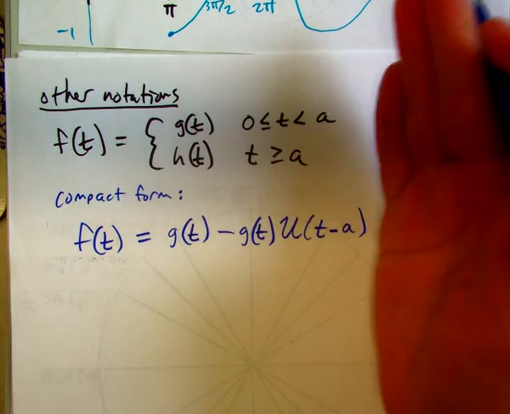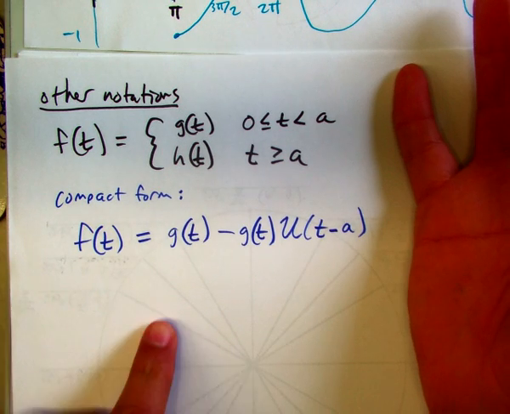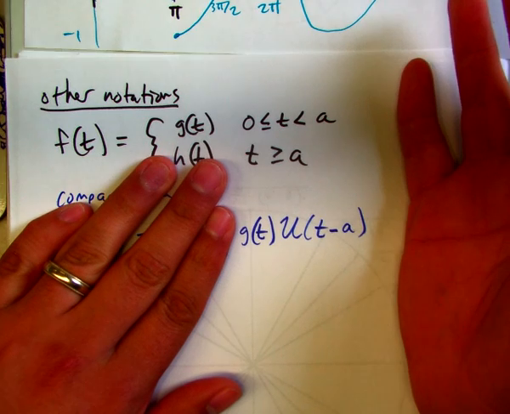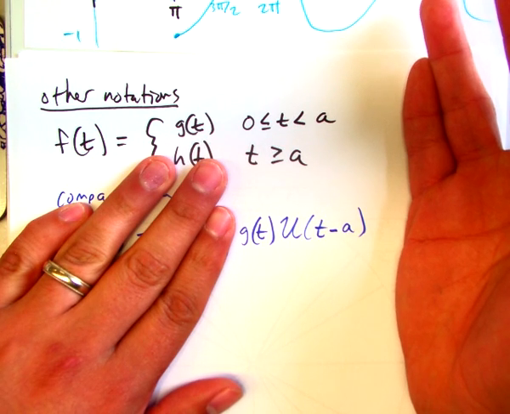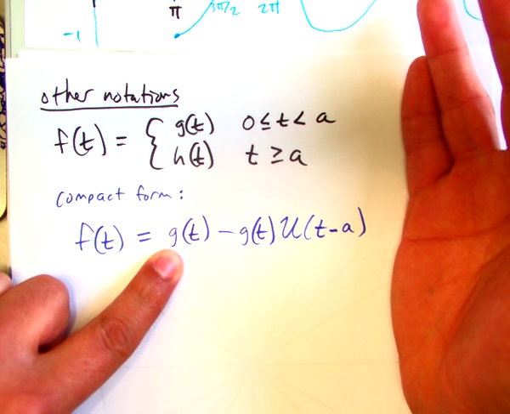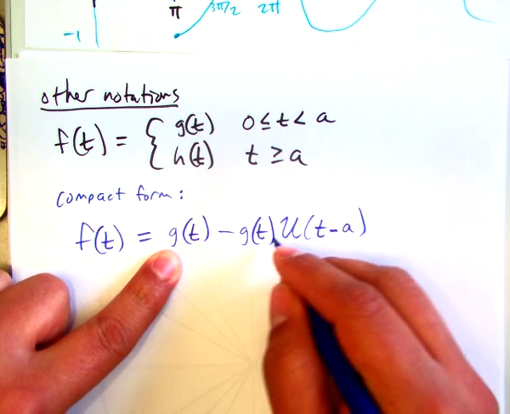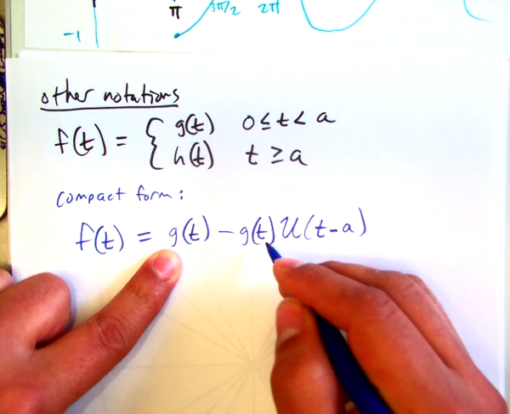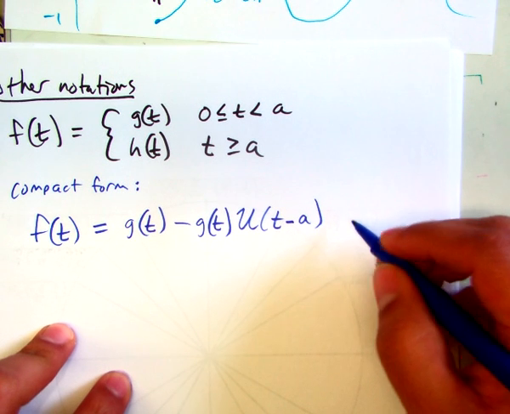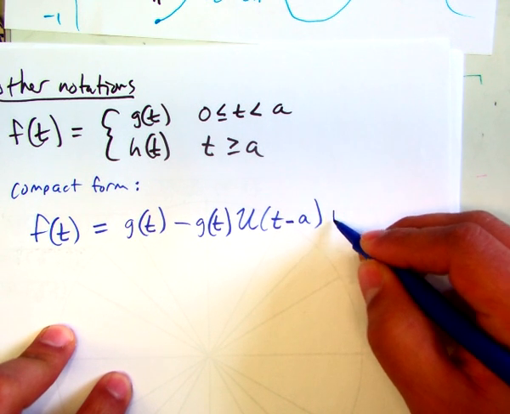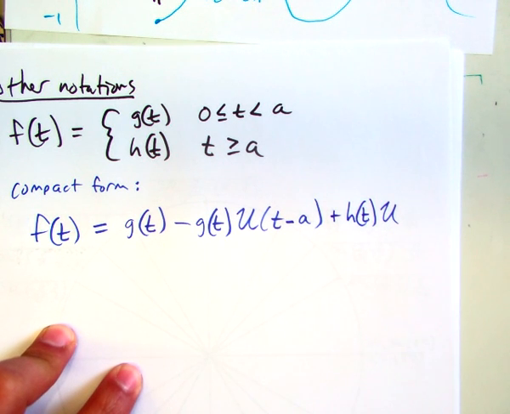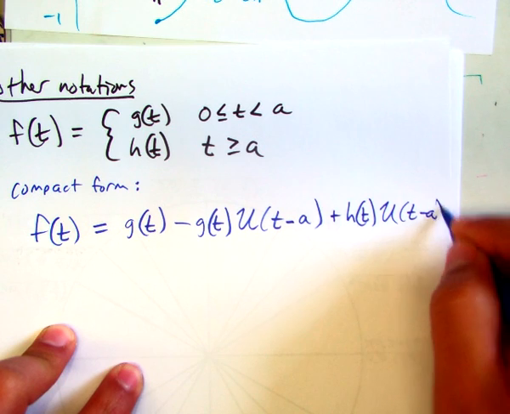So right now, if I just looked at this notation, this part means I have 0 up until a, right? That's why the g of t is here. So now really what I have is g of t. Does that make sense? But now, as soon as I hit a, this guy gets turned on, so I still have g of t, but now I'm subtracting g of t, so I have nothing, right? So now what do I do to get to h of t? We just add h. And we don't want h to be on at all until a, so there it is.